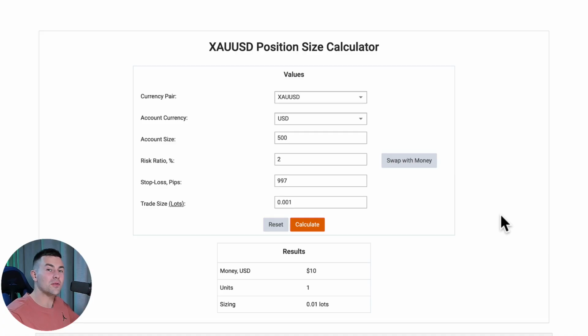For day trading gold on 30 minutes time frame with $500 trading account, the best lot size will be minimal lot 0.01. With $1,000, the best lot size will be 0.02 lots. And with $10,000 trading account, the best lot size will be 0.2 lots.